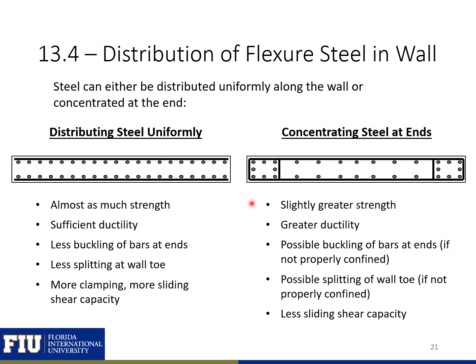Concentrating the steel at the end will give you slightly greater strength because you have more steel at the end with the largest lever arm. It'll give you greater ductility because you are providing confinement reinforcement around that steel. So you're confining the steel and preventing the longitudinal steel in the ends from buckling. You can have buckling of the bars at the end if you don't provide sufficient confinement. You can also have splitting of the wall toe if you don't have sufficient confinement reinforcement. And you have less sliding shear capacity because you have less steel spread out over the length of the wall.